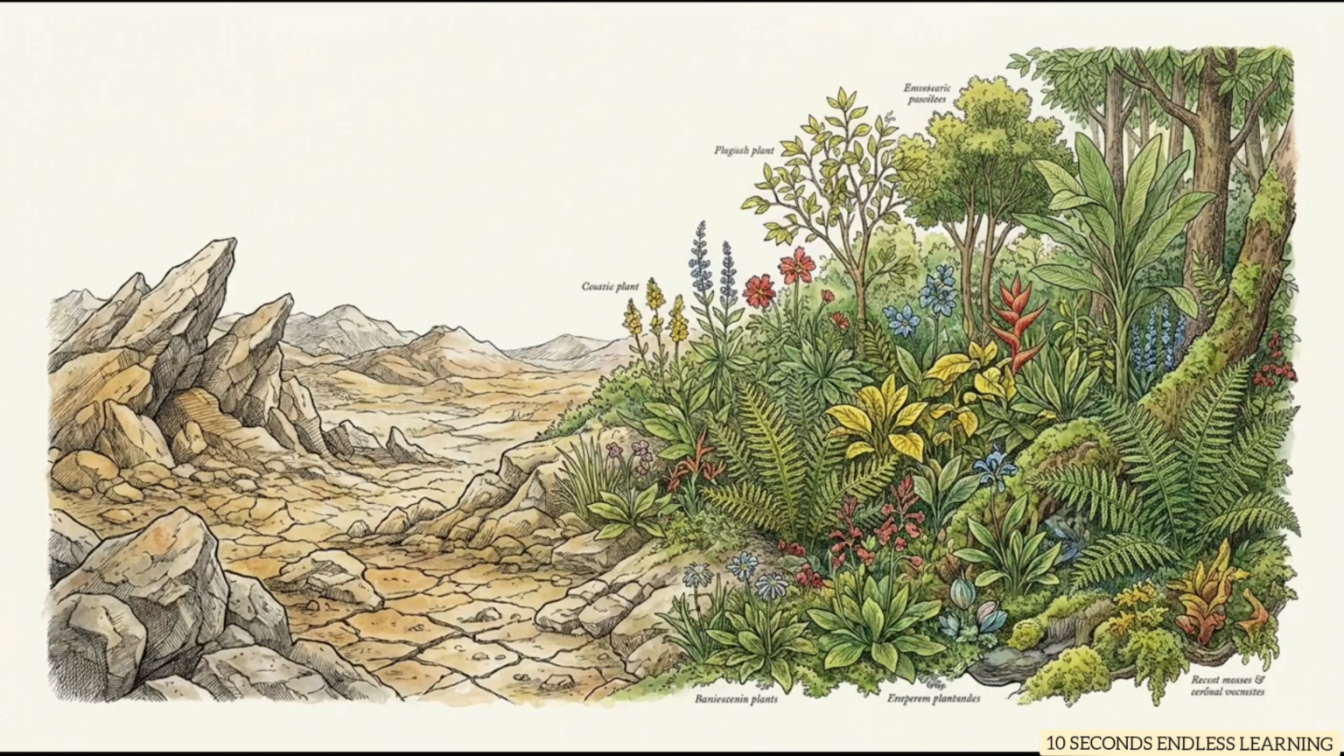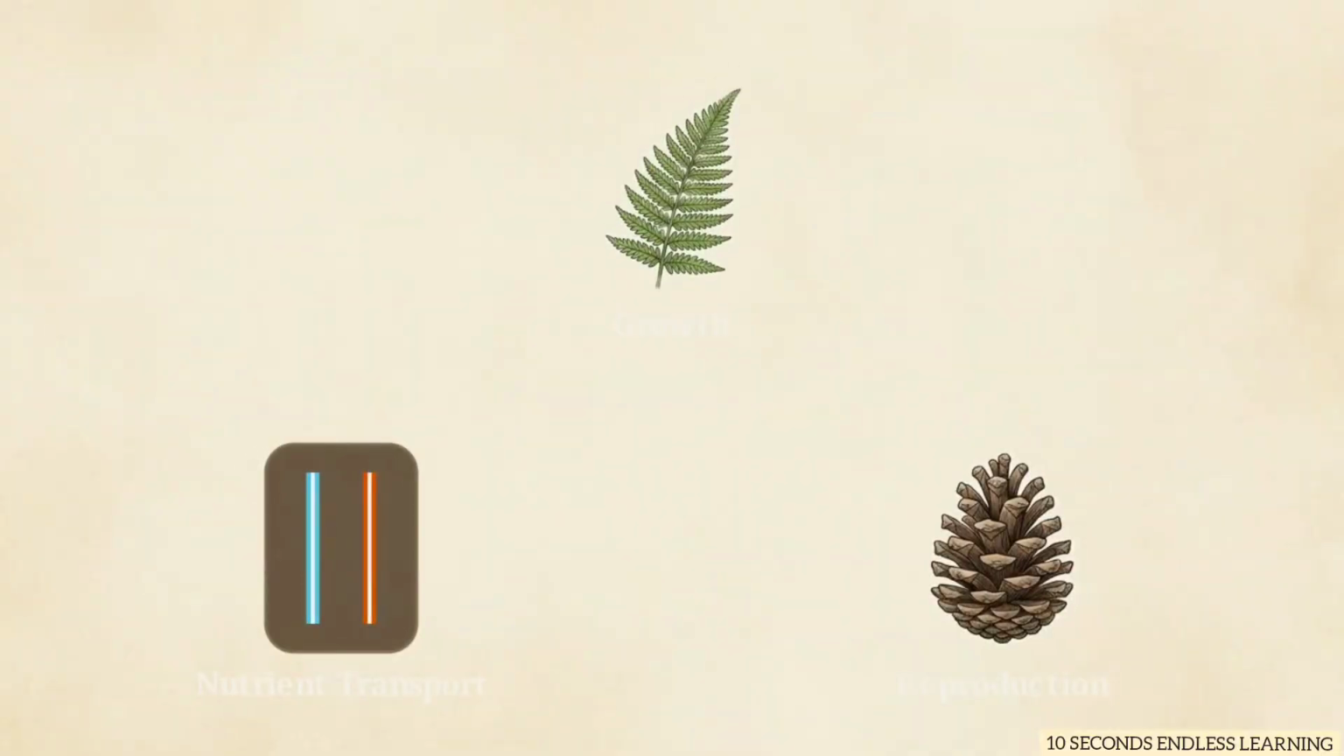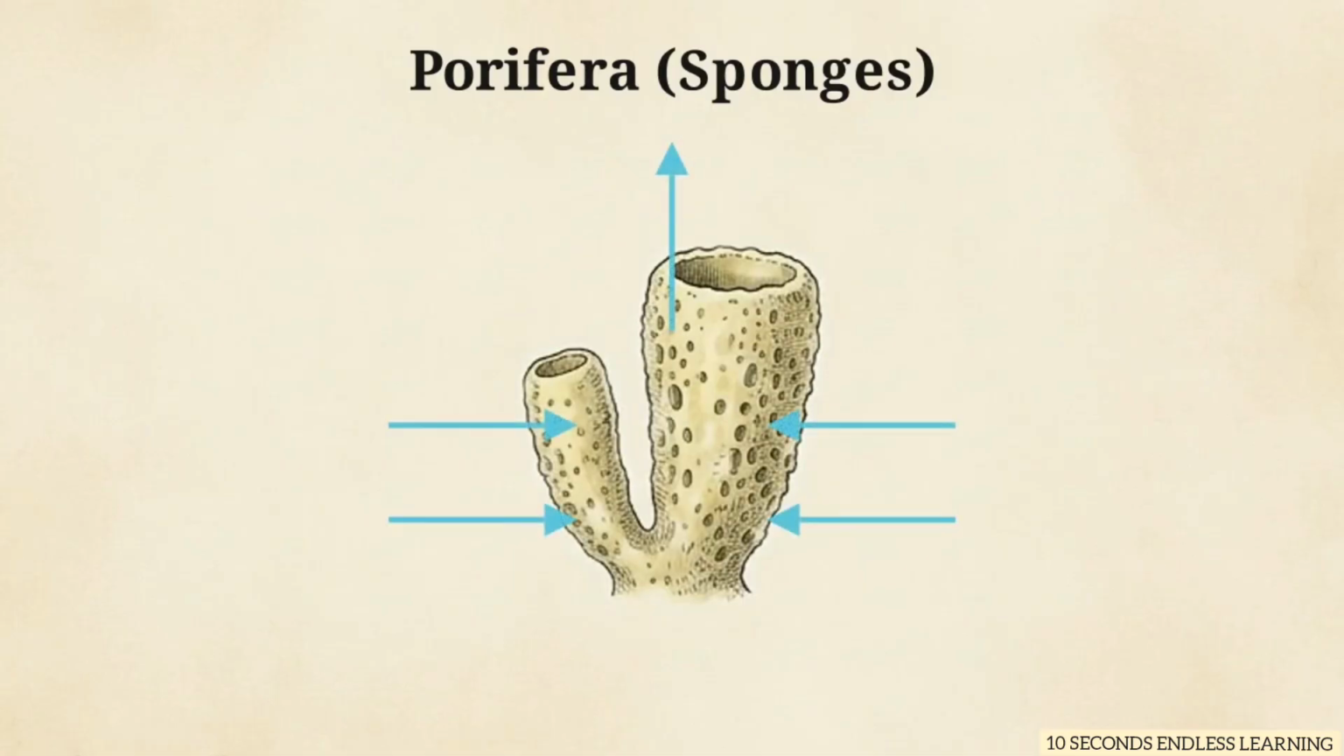The entire evolutionary ladder of the plant kingdom is driven by a single objective: solving the challenges of living on dry land. Every new trait was a biological mechanism to balance growth, nutrient transport, and reproduction without relying on constant water. Kingdom Animalia follows a similar progression of structural problem-solving. At the base are Porifera, or sponges, just multicellular bodies covered in pores to filter water.